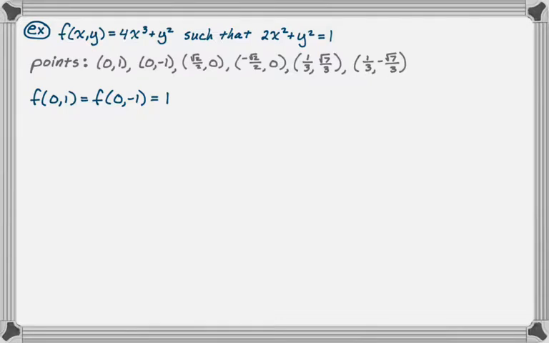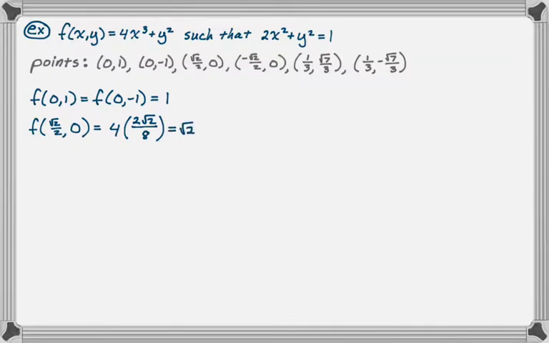So I'm going to do root 2 over 2 comma 0. What's nice is when y is equal to 0, that part just drops out. So I really just have to do 4 times root 2 over 2 cubed, and then plus 0. So root 2 cubed is 2 root 2, and 2 cubed is 8. So I got 4 times 2 is 8 divided by 8, so I just get root 2.